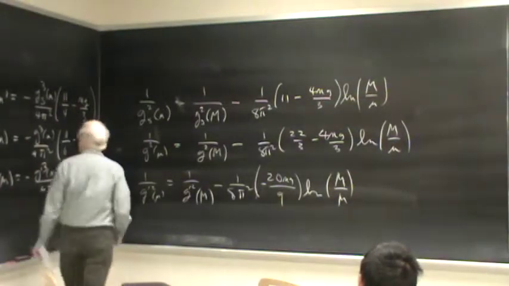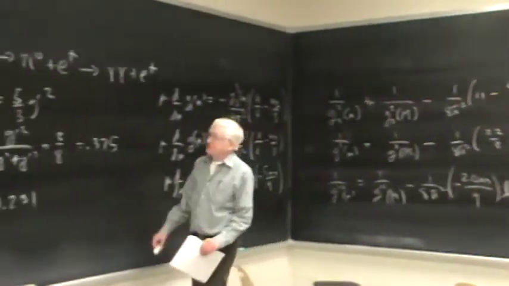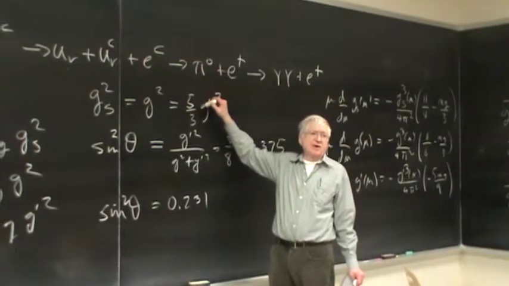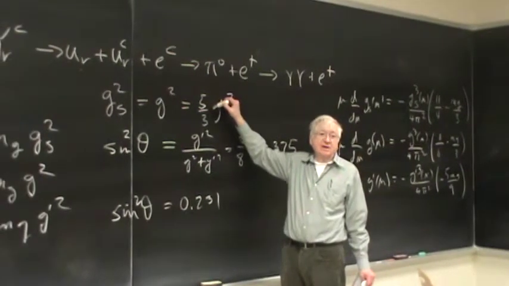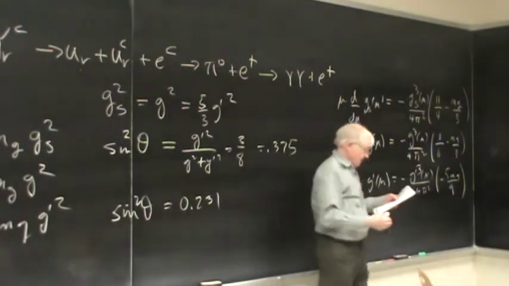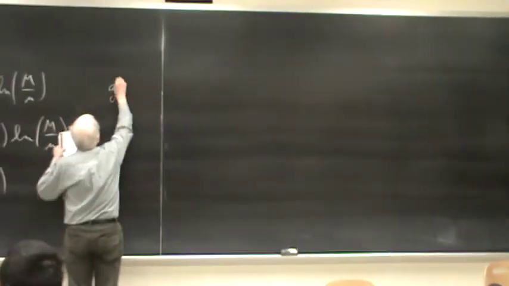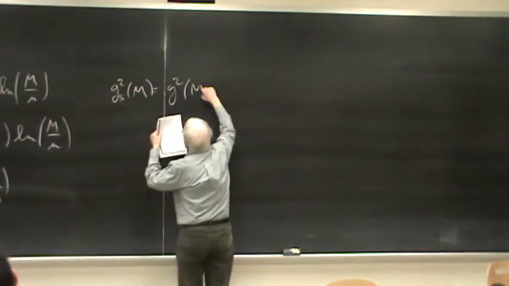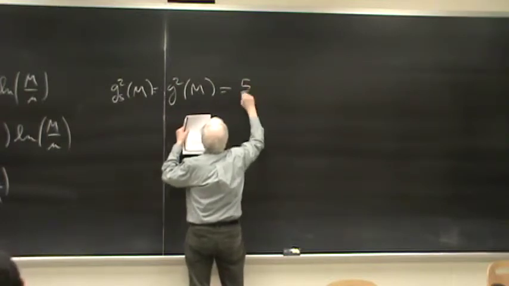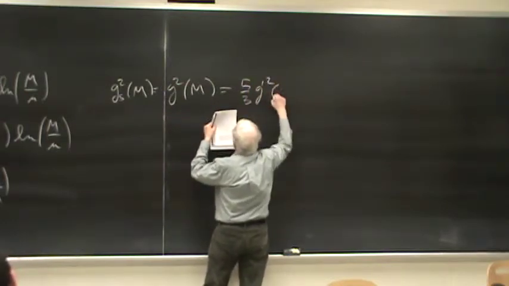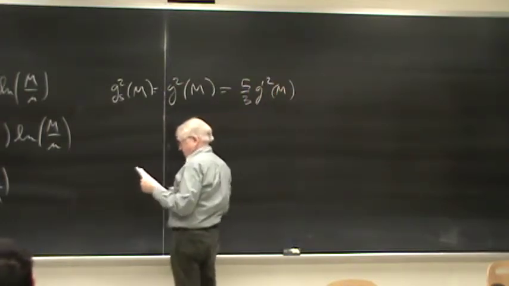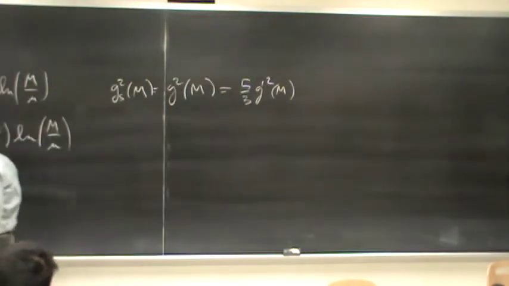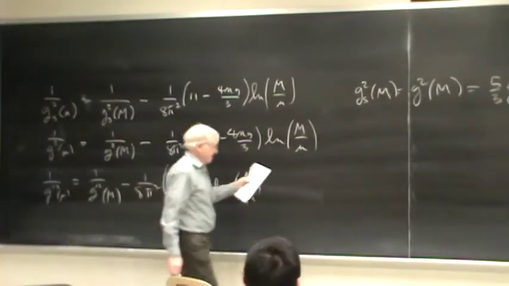And so then we reinterpret this relation. We say this is what we want to happen at M, the high energy. In other words, we want g_s squared at M equal to g squared at M equal to 5/3 g prime squared at M. And now, fiddling with these, subtracting one from the other, canceling.